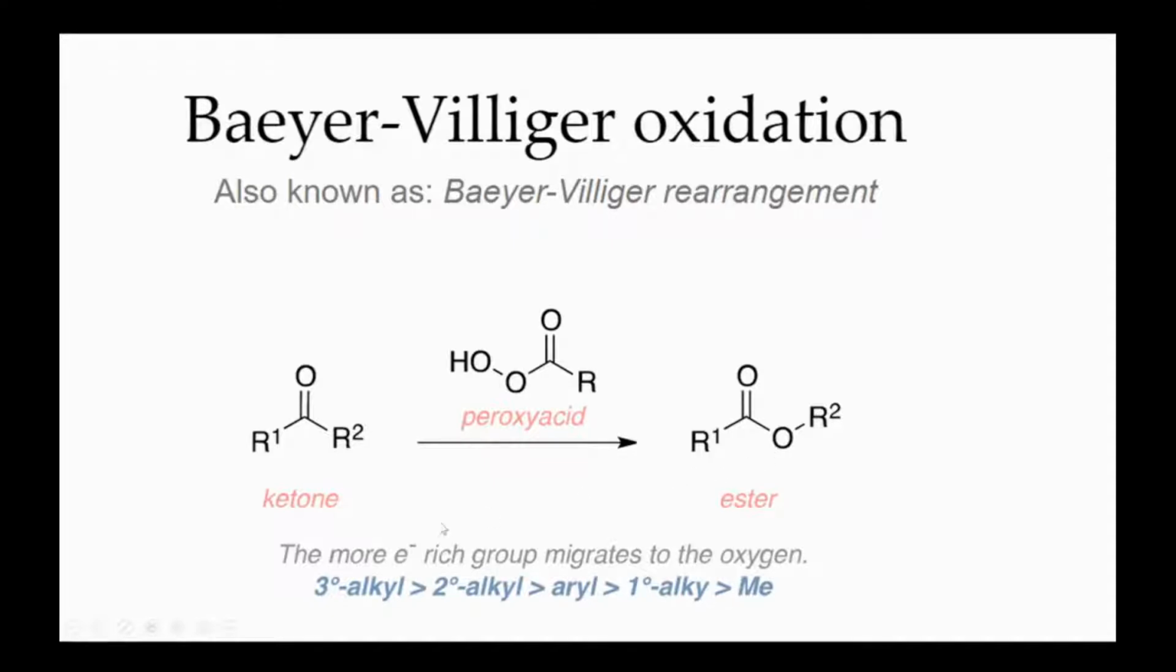So this is how you convert ketone into esters using Baeyer-Villiger oxidation, and this is called FGI, functional group interconversion. So you are converting one functional group into another. In this case you are converting ketone into ester.